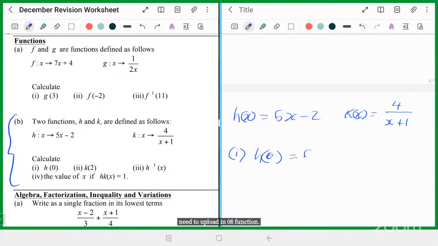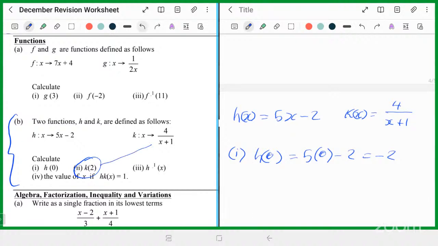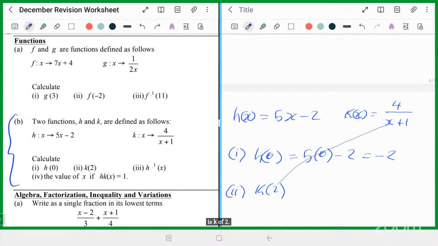It becomes 5 times 0 minus 2. That becomes 0 minus 2, which is negative 2. Next part wants k of 2. We're going to put 2 in the k function now. So the second part is k of 2. Putting 2 in here, it becomes 4 over 2 plus 1. 2 plus 1 is 3, so this becomes 4 over 3.